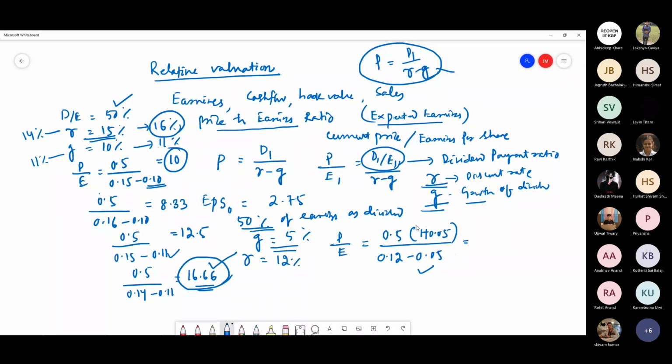You just look at this P by E. What does it mean? It is the price relating the company's stock price to the earnings. So if it is high, then we can say that the stock is overvalued or it is expected to grow in the future. Like price is very high compared to the earnings. So that means the stock is overvalued or undervalued?